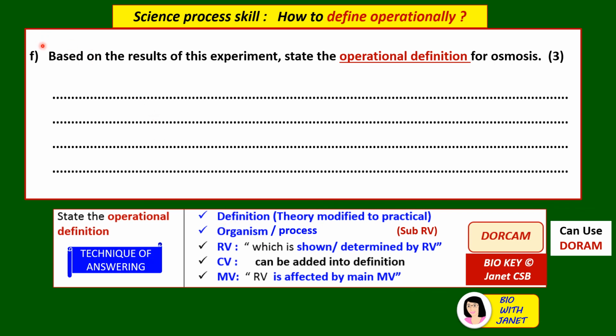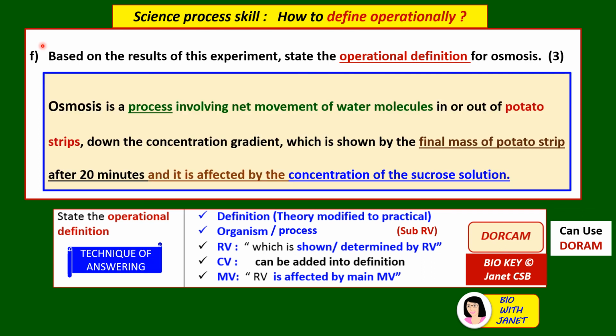Right, let's look at the answer. Osmosis. Okay, start with the term. Don't start with something else. Start your sentence with the term that you are going to define. Osmosis is a process involving the net movement of water molecules in and out of potato strips, down the concentration gradient, which is shown by the final mass of the potato strip after 20 minutes, and it is affected by the concentration of the sucrose solution, right? Full stop.